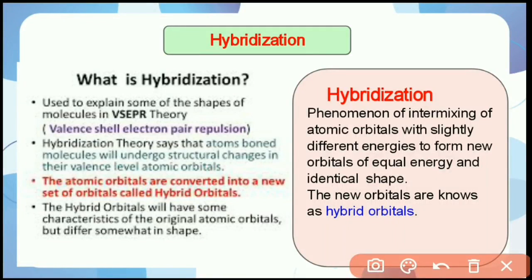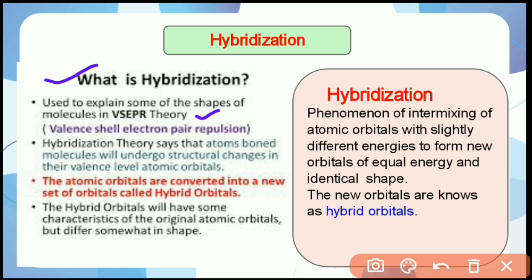Hybridization. So what is hybridization? Previously, VSEPR theory was used to explain the shape of molecules. It means valence shell electron pair repulsion. This theory explains the shape of the molecule but does not explain the angle between the bonded atoms and the central metal atom.